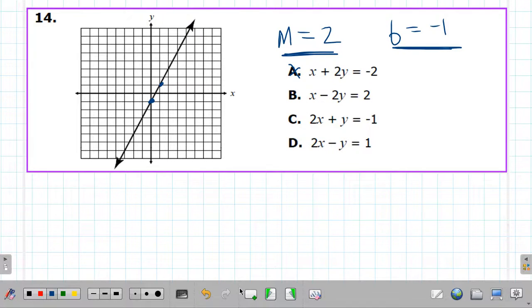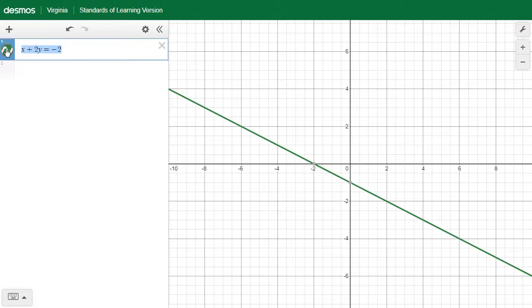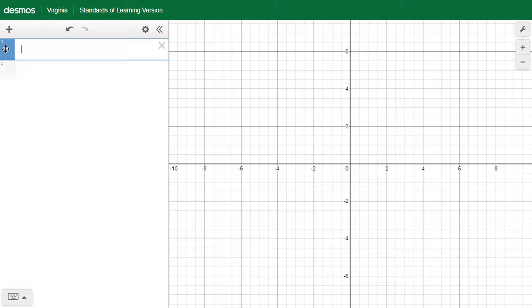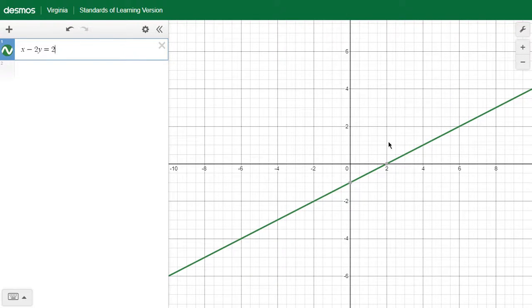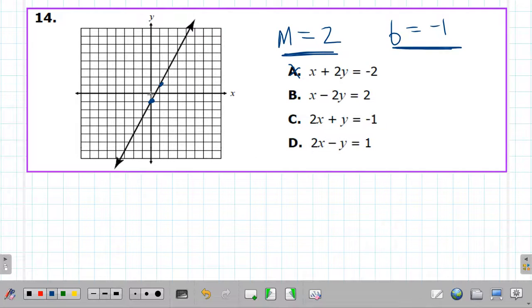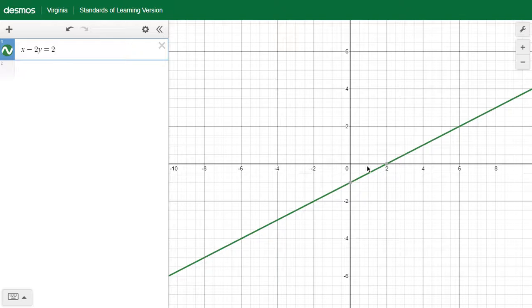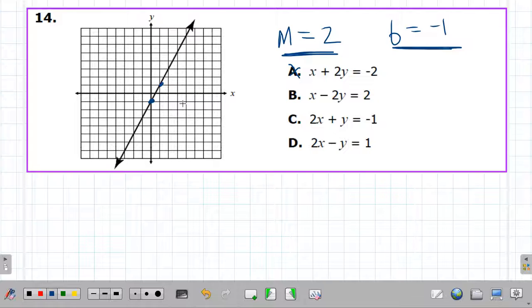Is it B? Well, plug it in here. We go x minus 2y equals 2. Well, this looks very promising. Okay. But let's see here. The y-intercept is 2, or -1, sorry, -1. Okay. But if we look, this line's actually not as steep as this line.